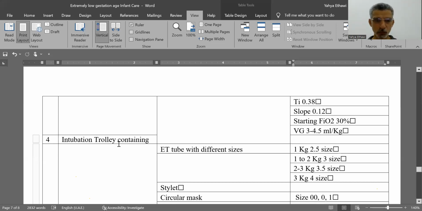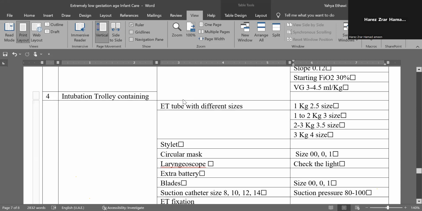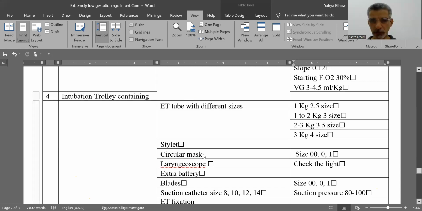We need an intubation trolley. So we need ET tubes of different sizes. So for 1 kg, we need size 2.5. For 1 to 2 kg, we need size 3. For 2 to 3 kg, we need size 3.5. For 3 to 4, we need size 4. We need a stylet for the ET tube. We need a circular mask. Remember, circular mask, very important. And 3 sizes, 00, 0, and 1. We need a laryngoscope.